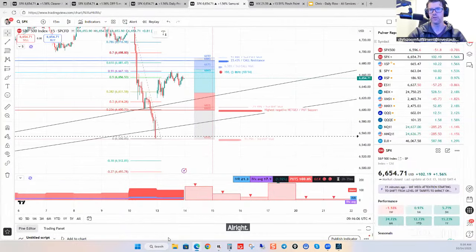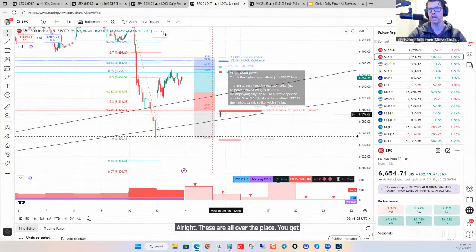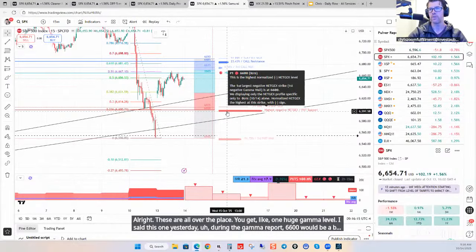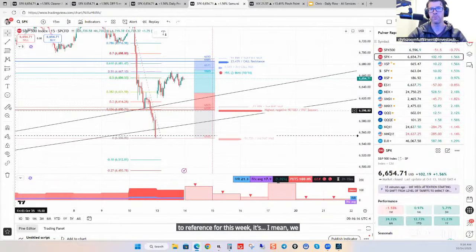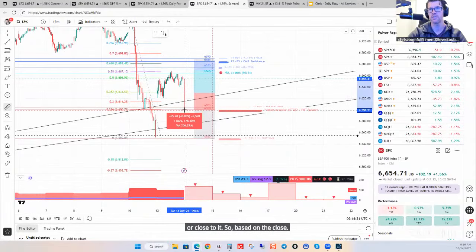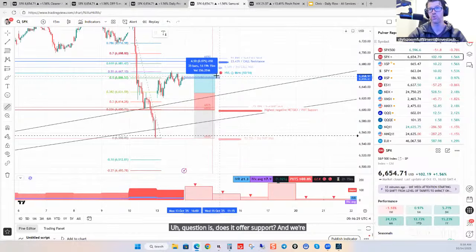These are all over the place. You get like one huge gamma level. I said this one yesterday during the gamma report: 6,600 would be a big one to reference for this week. We're probably going to open there or close to it. So based on the close, 0.8%. We're going to open literally at this gamma support. Question is, does it offer support? And we're starting to work our way back up, but we're still in negative gamma.